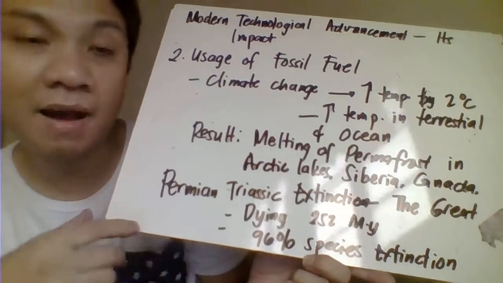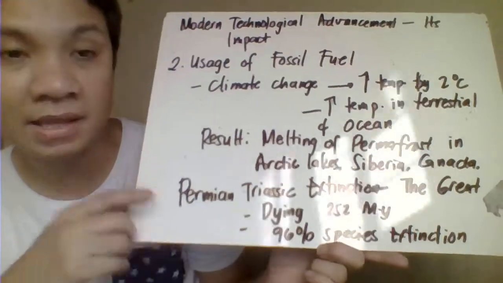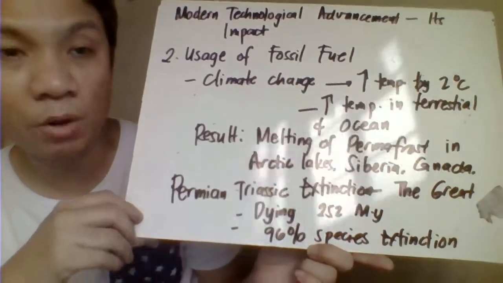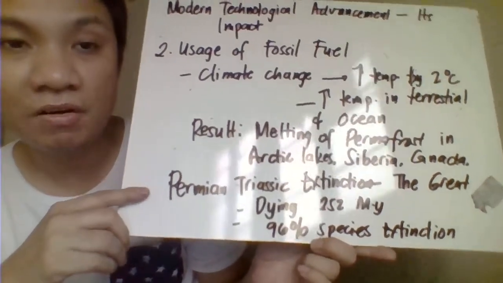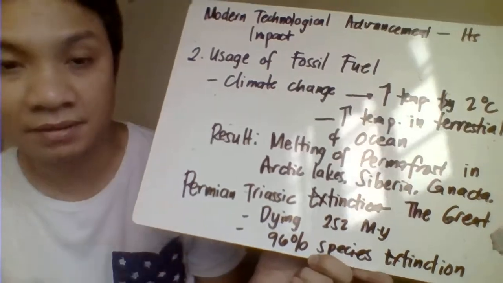Just like what happened 252 million years ago, which you call the Permian-Triassic extinction, or the Great Dying, where almost 96% of the Earth's living species have gone extinct because of that.